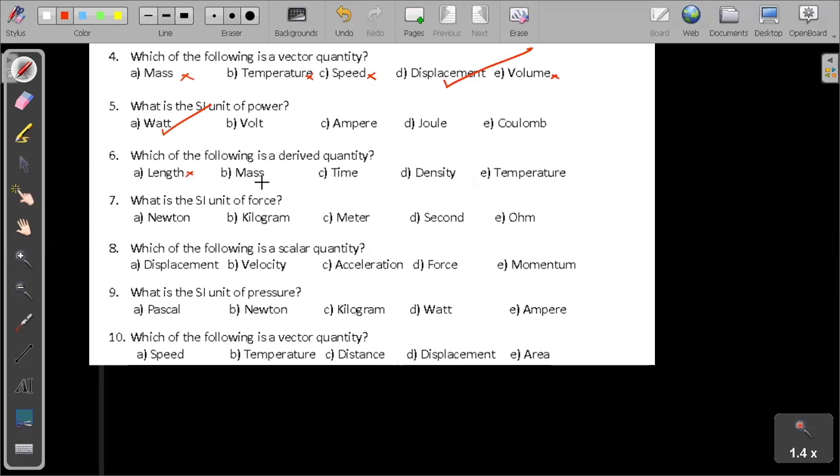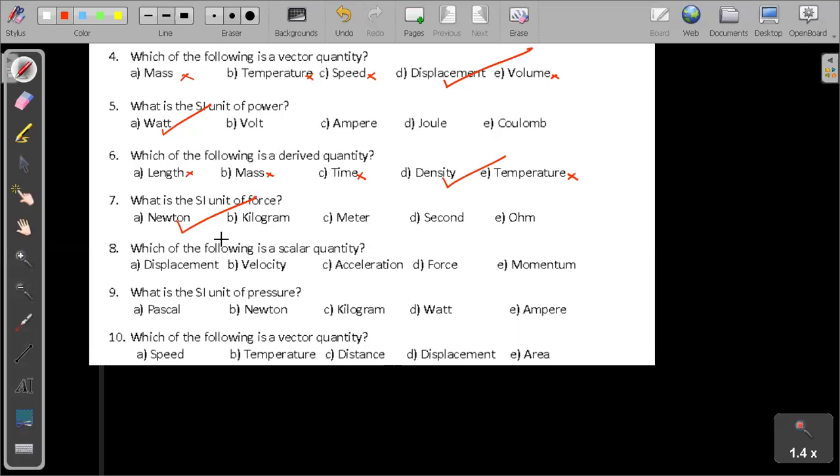Now, which of the following is a derived quantity? Length is not, it is a base quantity. Mass is not, it is a base quantity. Time is not, it is a base quantity. Temperature is not, it is a base quantity. Density is yes, it is a derived quantity. What is the SI unit of force? Newton.